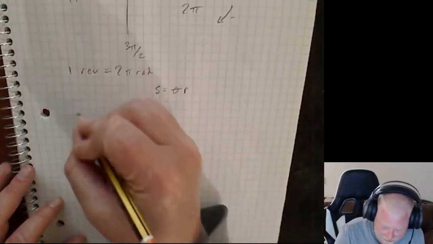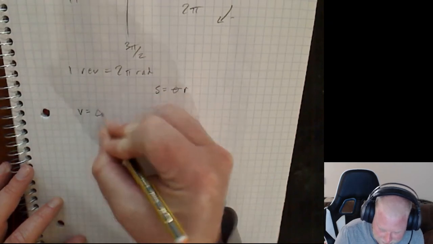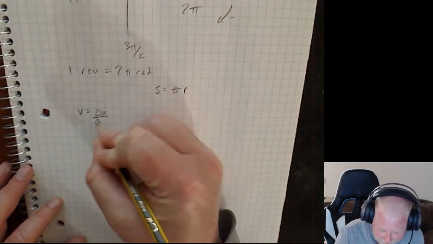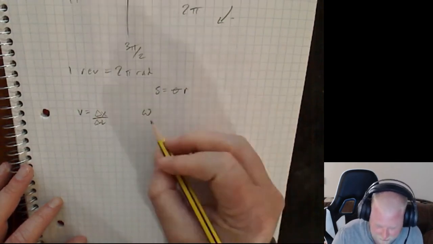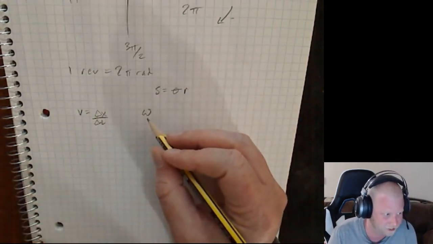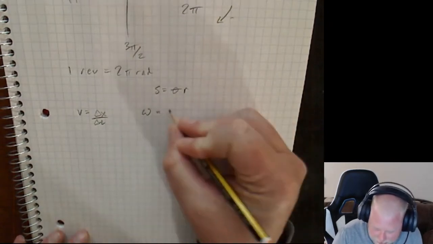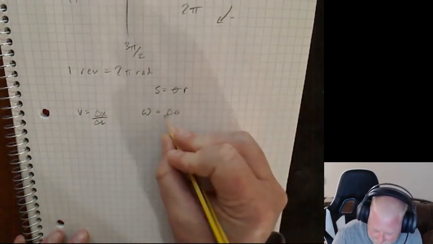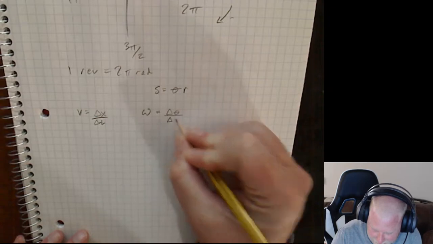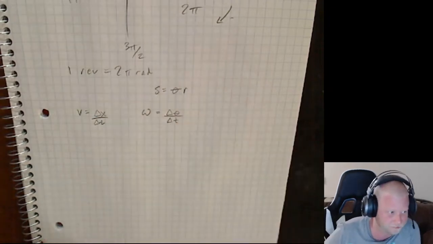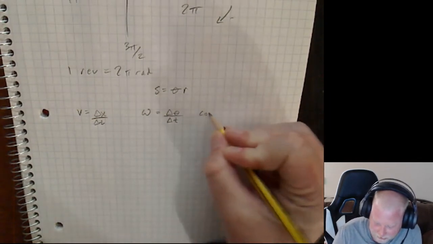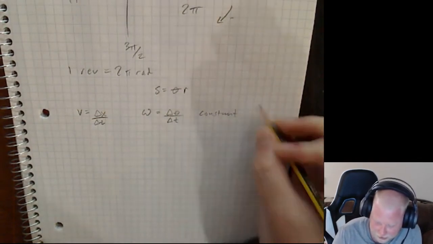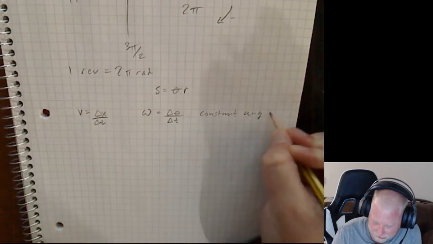And so just like when we were looking at linear kinematics, where velocity was a change in linear position over a change in time, your angular velocity, which is going to be represented by the Greek letter omega, is going to be equal to a change in angular position over a change in time. So this would be the equation for something moving with constant angular velocity.